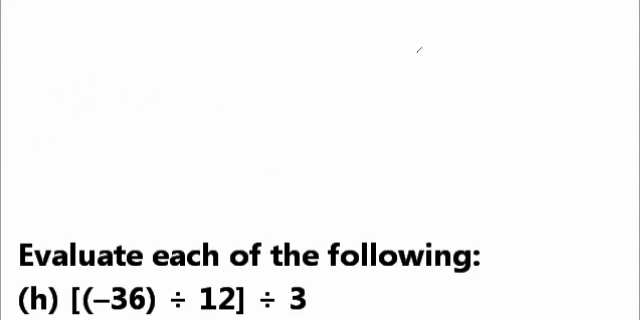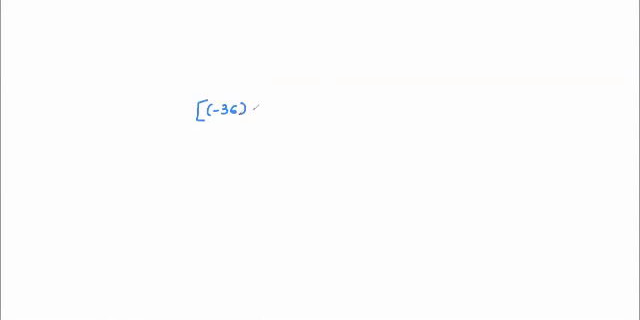Let's do 1h. Minus 36 divided by 12 in bracket, divided by 3. So again, as per BODMAS, we have to solve the bracket first. So minus 36 divided by 12. Now we will divide only the weights. So 36 divided by 12 is 3. And now here one number is negative, one is positive.